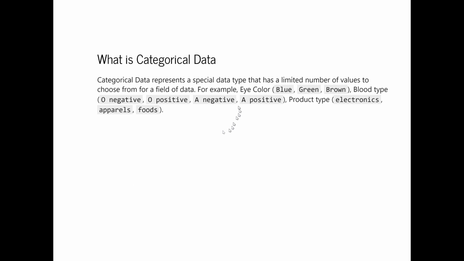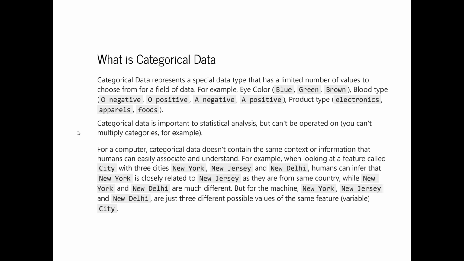So categorical data we've talked about. We have a limited number of discrete values, such as eye color, blood type, product type, dog breed, what have you. Categorical data is very important to being able to do statistical analysis, but of course you can't do math on categories. So we have to have other techniques for dealing with categorical data.